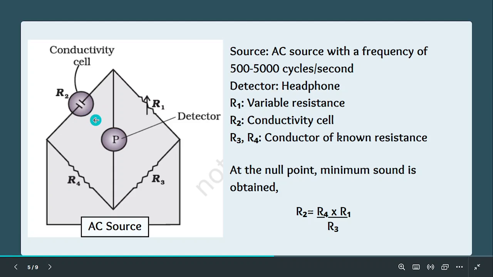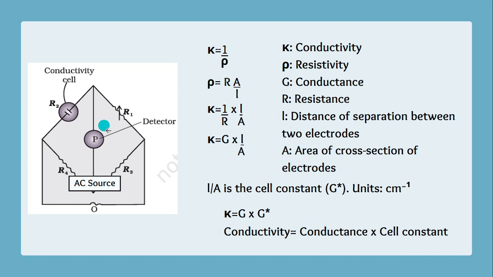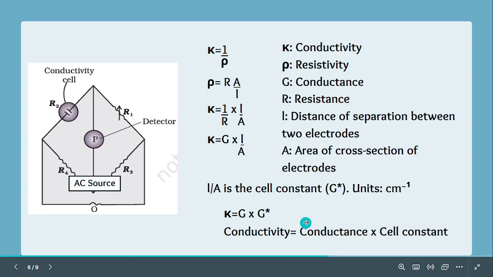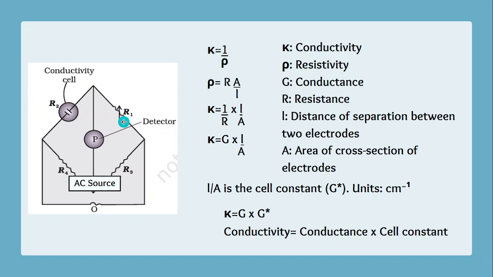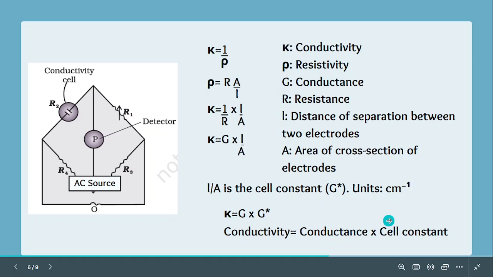I did talk about the Wheatstone bridge in the previous video. Definitely check that out if you want to learn that again. From that, we're able to calculate the value of the conductivity. Conductivity is given by conductance times the cell constant, where conductance is 1 by resistance, and resistance is obtained from the Wheatstone bridge. The cell constant is a new term that we learned. This is basically L divided by A.